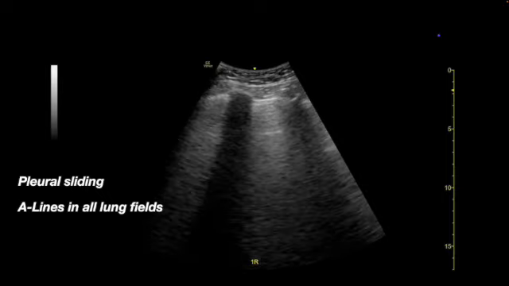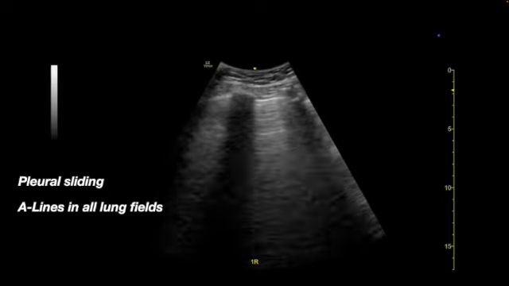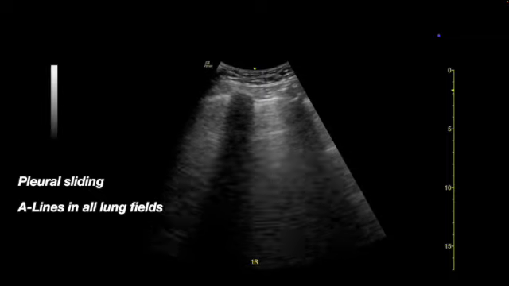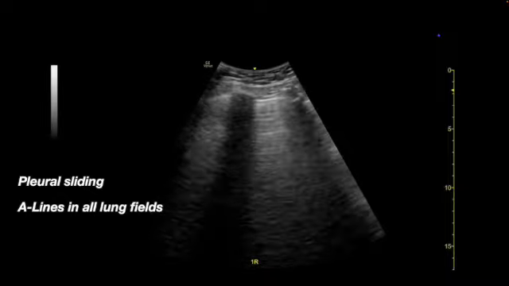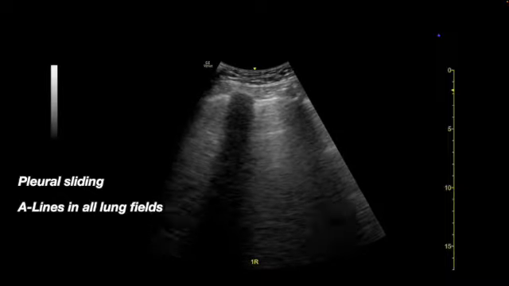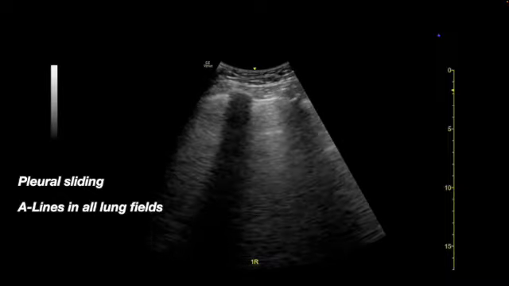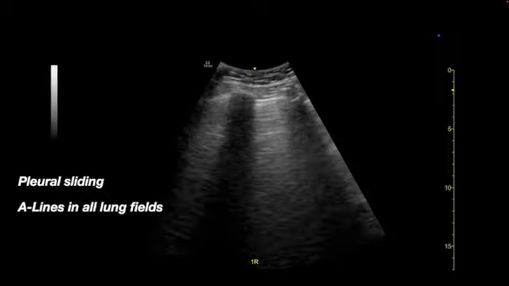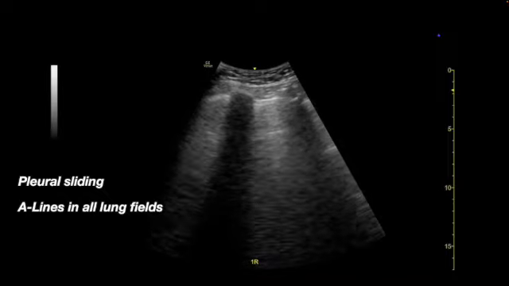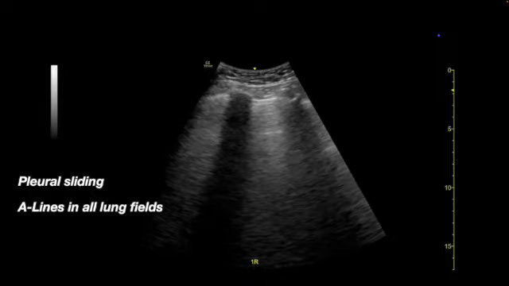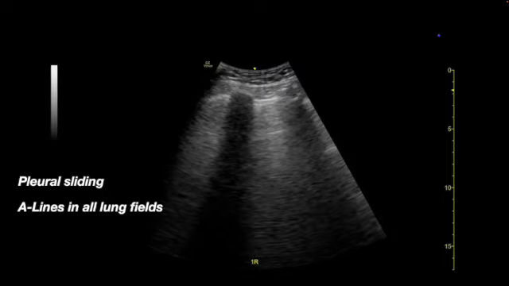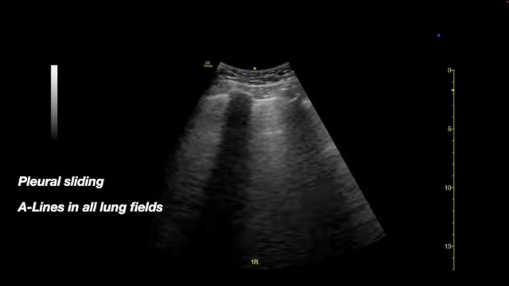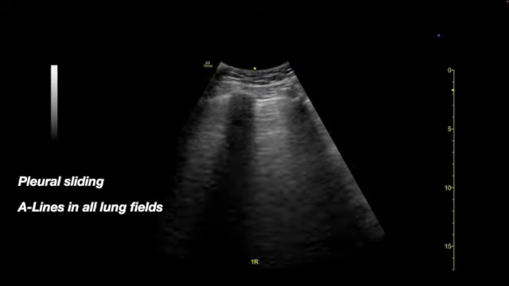So remember, she was hypotensive, tachycardic, hypoxemic, had unilateral leg swelling, all right? So we know that there's no pulmonary edema, right? This is less likely a CHF exacerbation. There's no findings of pneumothorax. We don't see any focal consolidation, hepatization, dynamic air bronchograms, focal B lines indicative of a pneumonia.